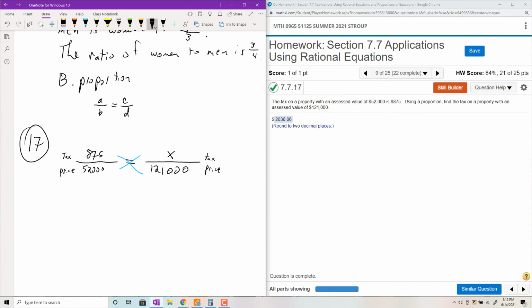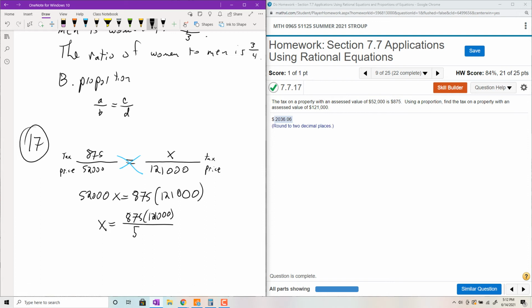One issue is with big numbers on calculators. It seems to be an issue for people. On the scientific calculators especially, multiplying out 875 times 121,000 becomes an issue. Usually I just leave it like it is and then divide both sides by the 52,000 and then put it in my calculator. So don't multiply it out because it's going to give you funny answers. Let's see what 875 times 121,000 gives. Oh, it gave me the answer. Well, it's a huge answer.